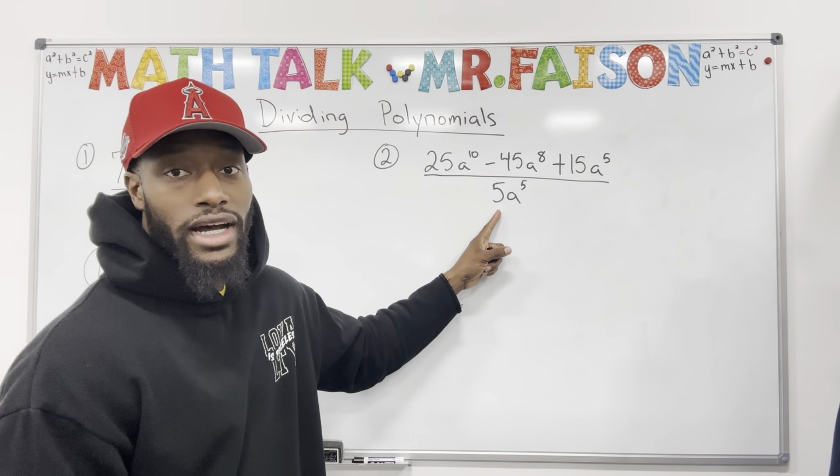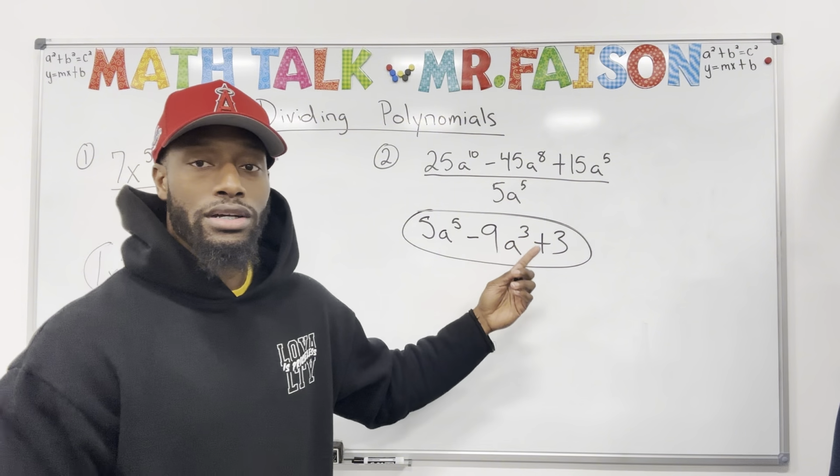Now I'm going to divide negative 45 by 5. That's going to give me a negative 9. And now I subtract the variables. I have a to the 8th and a to the 5th. That's going to give me a to the 3rd. Lastly, what I have is 15 divided by 5. 15 divided by 5 is 3. All right. Now I have to subtract the last variable. I have a to the 5th and I have a to the 5th. We know 5 minus 5 is 0. So my answer will be 5a to the 5th minus 9a to the 3rd plus 3.